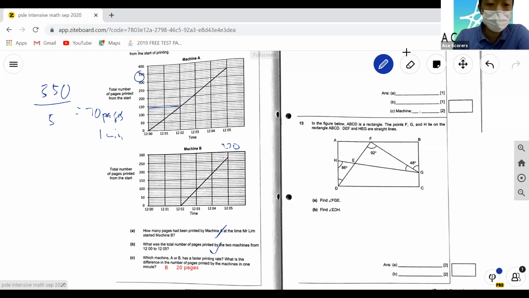Now machine B, from 2 minutes to 5 minutes, 3 minutes. So it printed 270 per 3 minutes. So that's 90 pages per minute. So which one is faster? Obviously it is B. Yeah, B is faster.